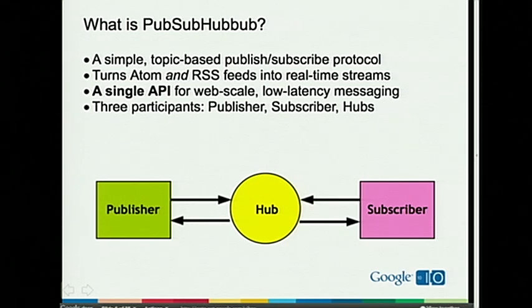There's a publisher who's publishing a feed of content or information. There's a subscriber who wants to get that information. And then there's this hub in the middle. The hub is a logical component, but the idea, and we'll get into some of the philosophical things, is that the hub is a facilitator of this relationship. It tries to make it as easy as possible for publishers and subscribers to work together.